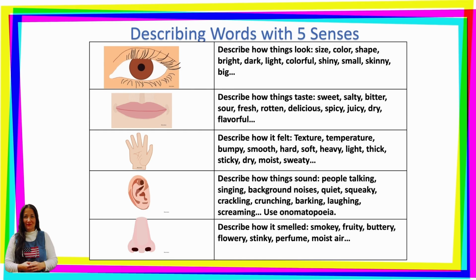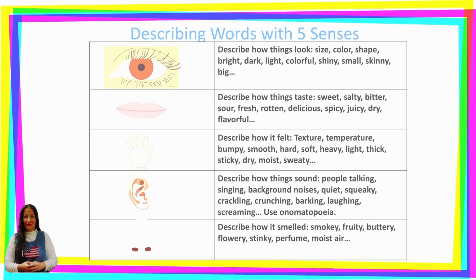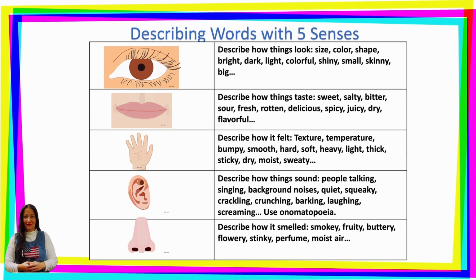Describing words with five senses. The eyes. It describes how things look: the size, the color, the shape, bright, dark, light, colorful, shiny, small, skinny, big, and so forth. Describe how things taste: sweet, salty, bitter, sour, fresh, rotten, delicious, spicy, juicy, dry, flavorful, and so forth. Describe how it felt: the texture, the temperature, bumpy, smooth, hard, soft, heavy, light, thick, sticky, dry, moist, sweaty, and so forth.